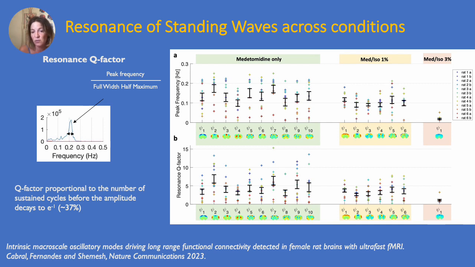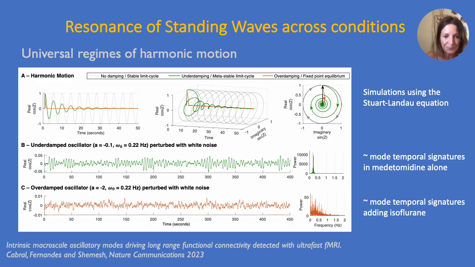And we find that under medetomidine, the resonance Q factor is higher, and it decreases with the addition of isoflurane, and so does the peak frequency. With the addition of isoflurane, the oscillations are more damped, which means that they decay faster. And with isoflurane at 3%, the peak frequency is super slow, and there's really no reverberation, no periodic reactivation of the same mode.